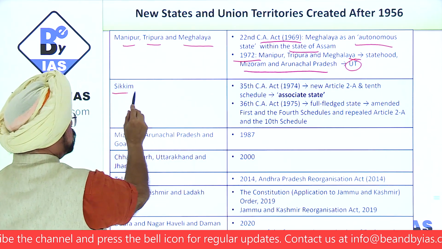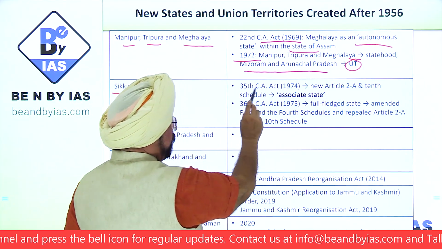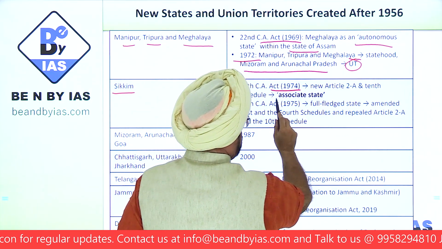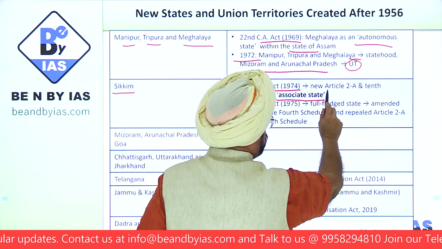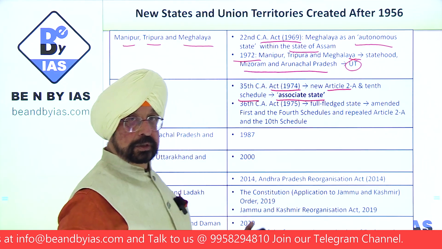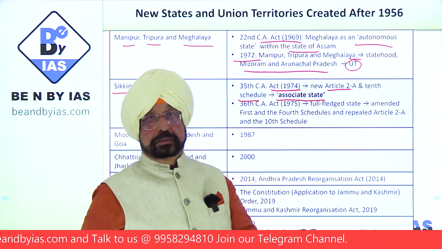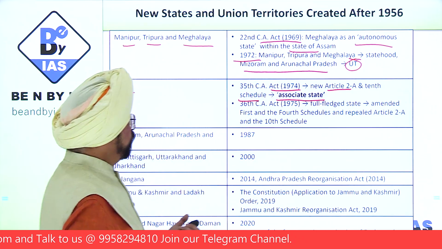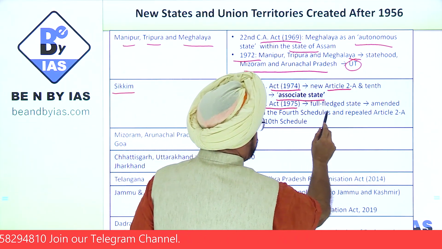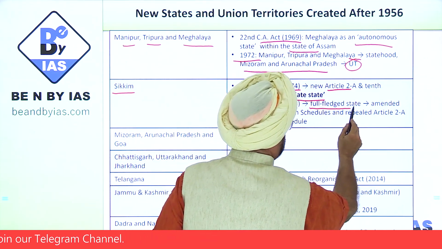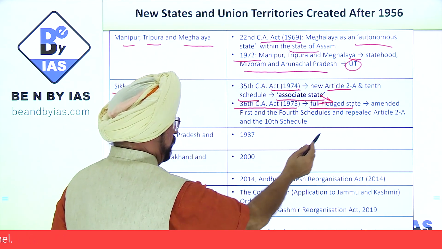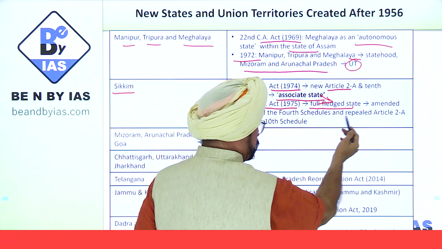Sikkim, through 35th Constitutional Amendment 1974, it was made associate state. A new Article 2A and 10th schedule was created for Sikkim because Sikkim was a foreign territory earlier. So, through 36th Amendment in 75, it was made a full-fledged state from an associate state. Okay? So, it amended first and fourth schedule.